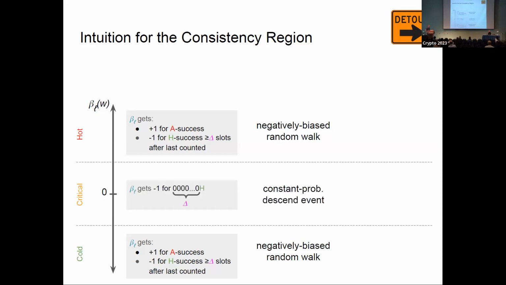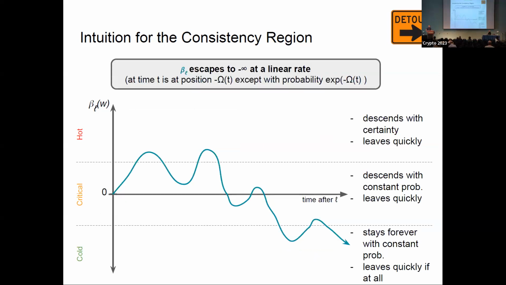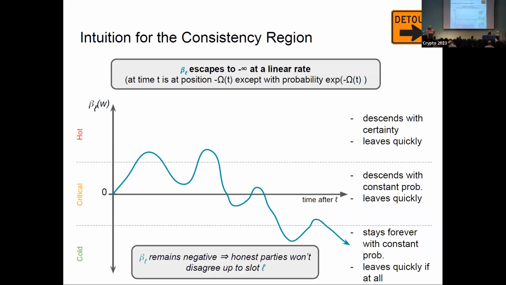And this, together with a simple observation about the critical region, where one can observe a very low yet still constant probability descent event that makes the margin descend from the critical region to the cold region, is already sufficient to describe the asymptotic dynamics, at least, of the margin quantity, and show that it escapes to -infinity at a linear rate. Let me remind you that once margin becomes negative and remains negative, it means that the honest parties won't disagree up to slot L, and so we have settlement up to this particular slot L.